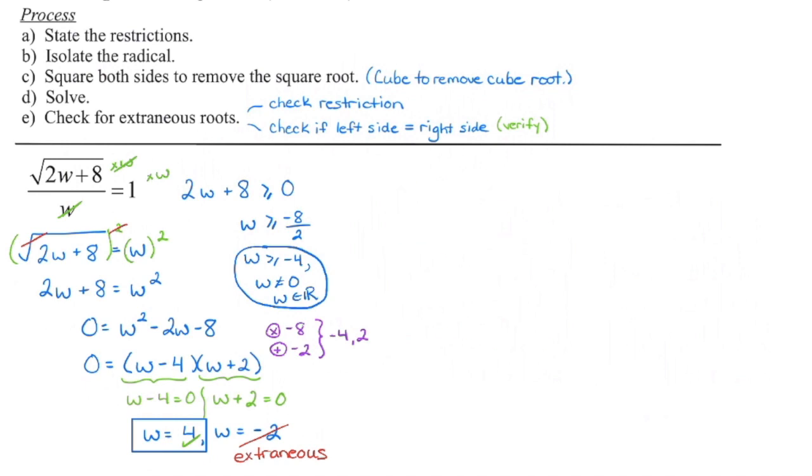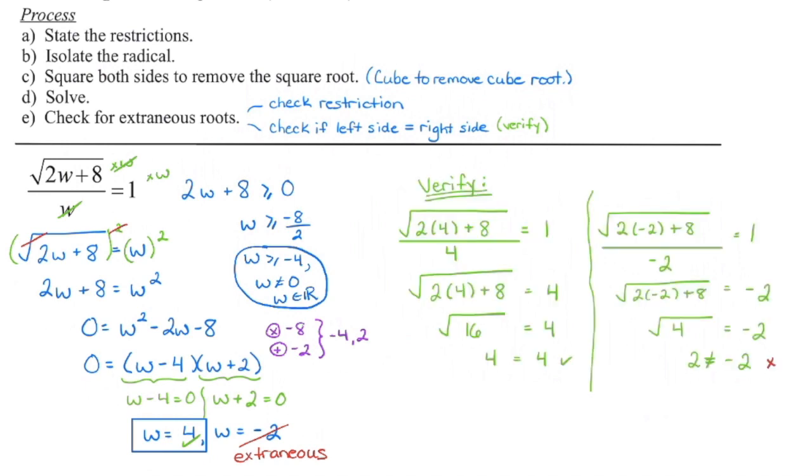Now, when we go to verify, and I actually did write this out here, we're going to do this one at a time. So when I put the 4 back in, every place that we see a w, we're going to put in that 4. We can work it out and we can see that the left side does equal the right side. So this is a solution to this radical equation. When we put the -2 in, however, so I'm going to put the -2 in each of those places and we work that out, we can see that the left side does not equal the right side. So we need to indicate this is an extraneous solution. This radical equation ends up having only one solution.